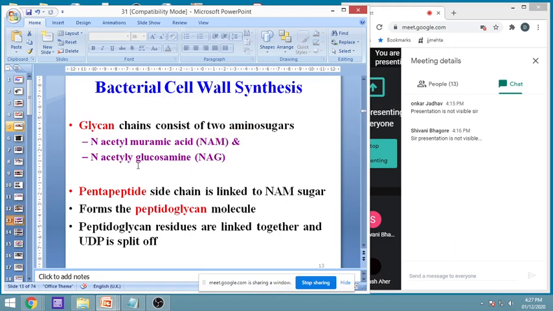So how does this happen? There are two important amino sugars in this glycan. One is called N-acetylmuramic acid, NAM, and another is known as N-acetylglucosamine, NAG. These are two important glycan components linked to the protein moieties, and a pentapeptide side chain is linked to the NAM sugar and forms the peptidoglycan molecule. These peptidoglycan residues are linked together, and the UDP, uridyl diphosphate, is split off, and this makes a big molecule of peptidoglycan.